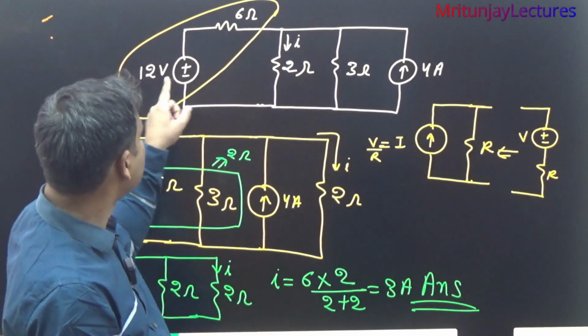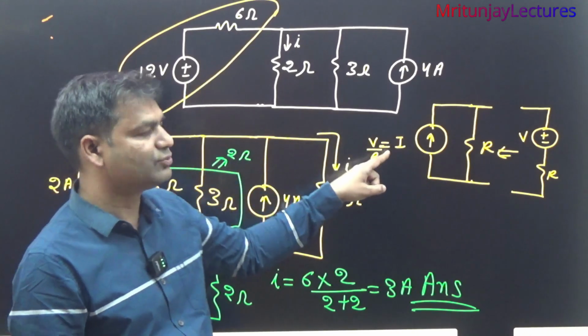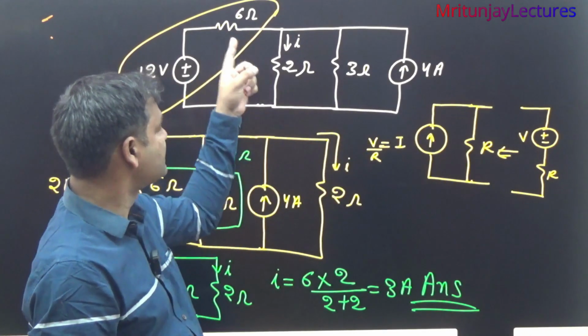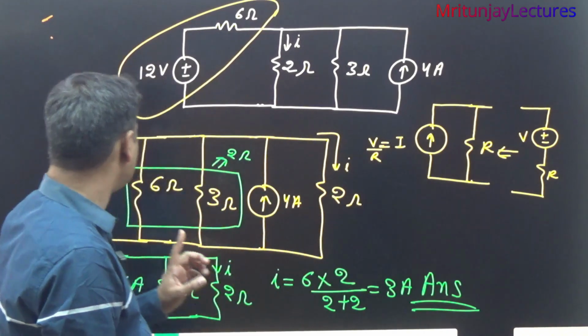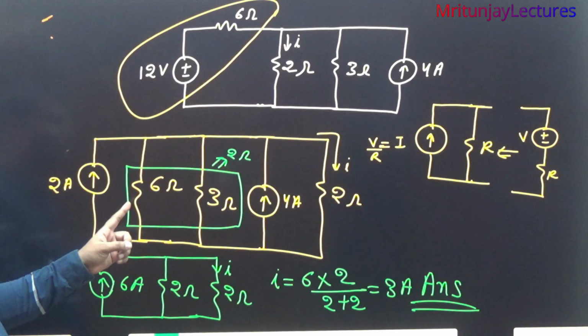So V by R means 12 divided by 6, that is how much? 2 ampere. And what about resistance? That is 6 ohm. Here 2 ampere and here 6 ohm resistance.